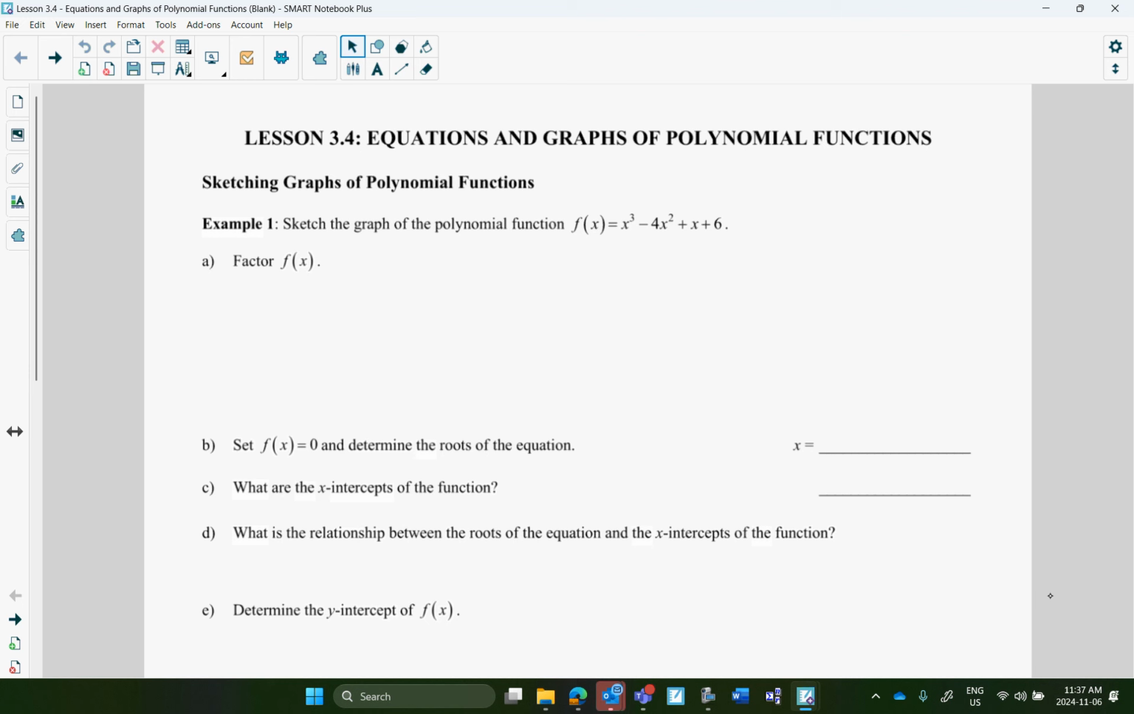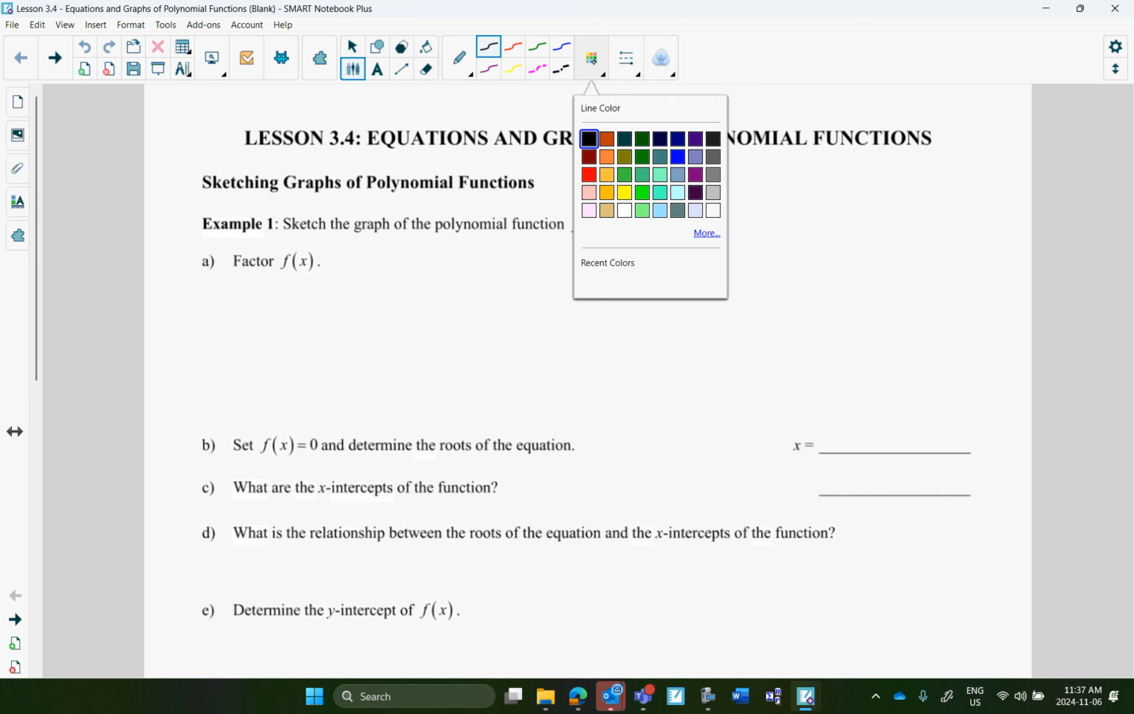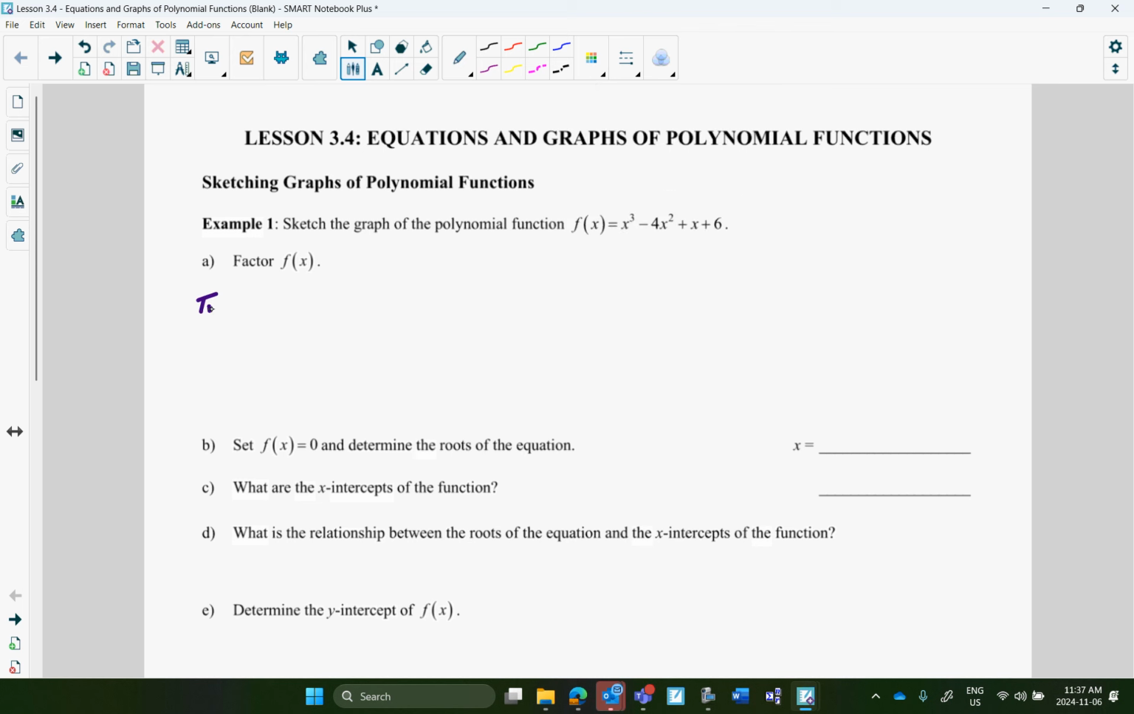Okay? So in order to find the intercepts, these always have to be in factored form. So the first thing I'm going to do is I'm going to have to factor this. So I'm going to have to try a number that when I plug it in for x and calculate the function, I get 0. Try 1? Start with 1.